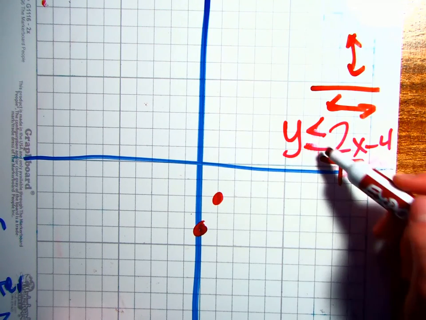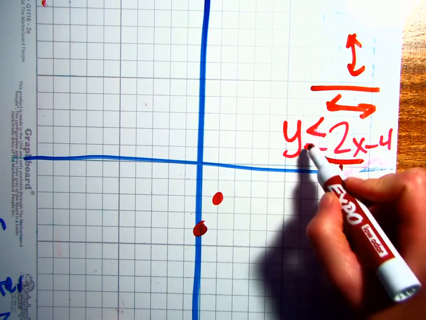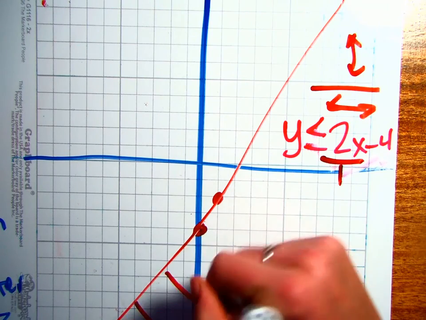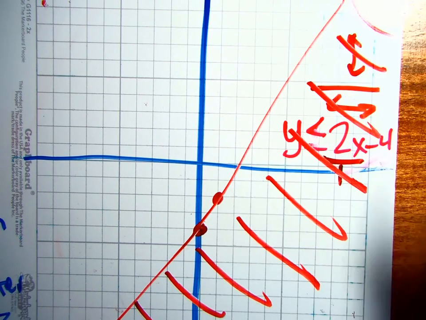This is y is less than or equal to. The equals to part means that I'm going to sketch a solid line through my dots, and because it's less than, I'm going to shade underneath the line, which is right here.